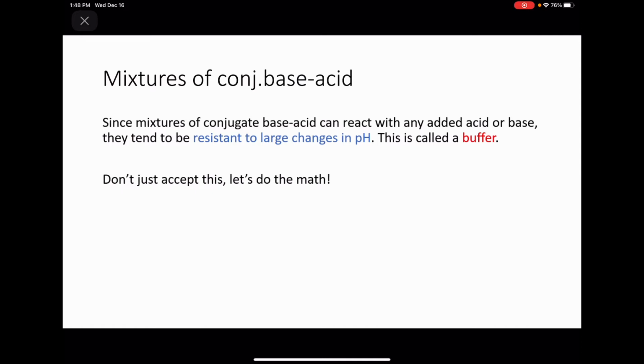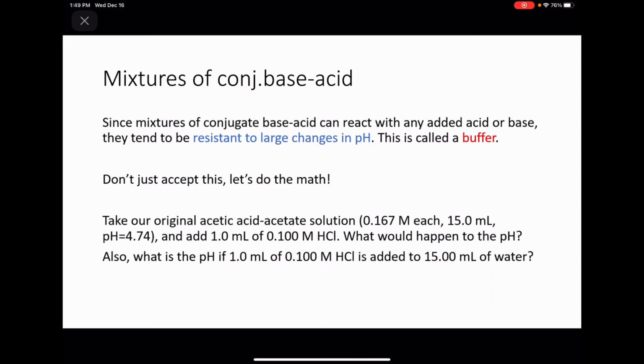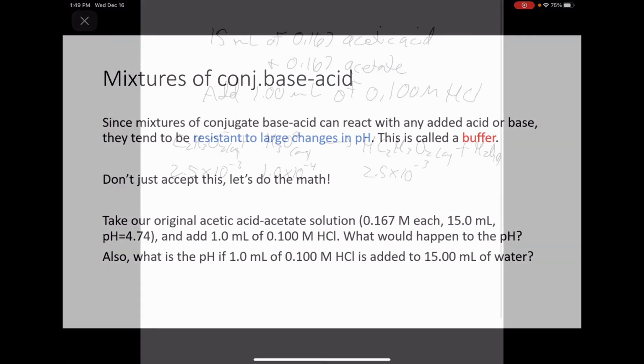Now, we're not going to just accept that I say this is a buffer and it's not going to change the pH if we add an acid or a base to it. So let's go ahead and do the math for this. We're going to take our original 0.167 molar acetic acid, 0.167 molar acetate solution. It was 15 milliliters and a pH of 4.74. We're going to add 1 milliliter of 0.1 molar HCl and figure out what happens to the pH. And then as a comparison, we're going to figure out what would happen to the pH if we added 1 milliliter of 0.1 molar HCl to an unbuffered solution, say just 15 milliliters of water. So let's do that math.